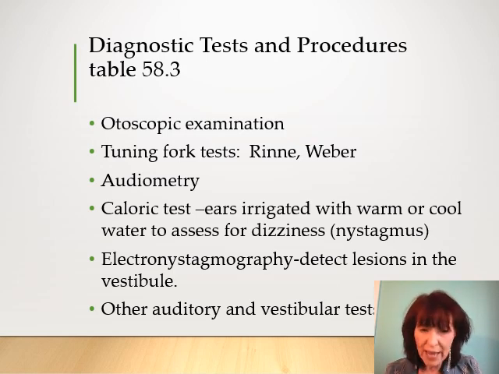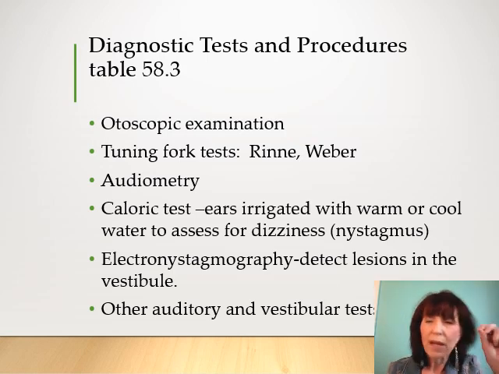Then the Weber test, you place the base of an activated tuning fork. Again, you hit the fork and it starts vibrating, and you put it at the midline of the skull. Ask the patient to identify the side in which the sound is loudest. With normal hearing in both ears, the sound is heard equally. Now, the sound is louder in an ear with conductive hearing loss. Why is that?